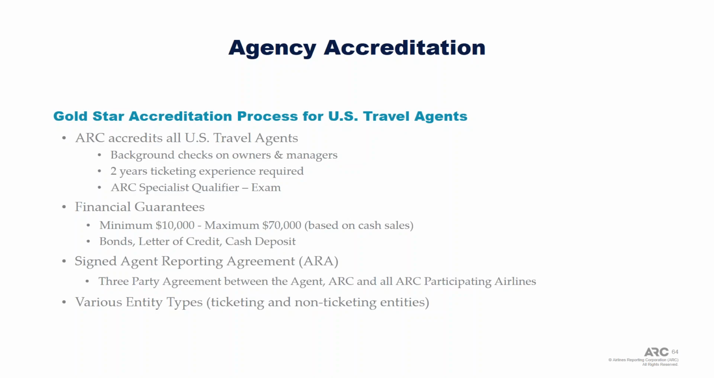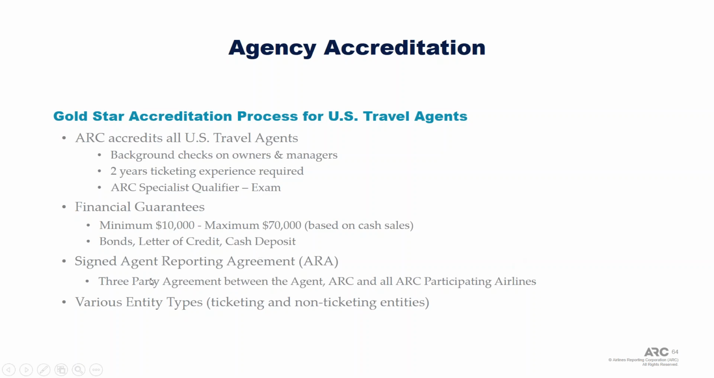Agency management. Our ARC's accreditation process is Gold Star. We accredit all U.S. travel agents. We run background checks on the owners and managers. There's 2 years of ticketing experience required, and also an ARC specialist qualifier has to complete our exam to be labeled as the qualifier. The financial guarantees, the bonds, 10,000 minimum, 70,000 maximum, based on calculations done on their sales by our bond department. The financial guarantees, bonds, letter of credit, or cash.